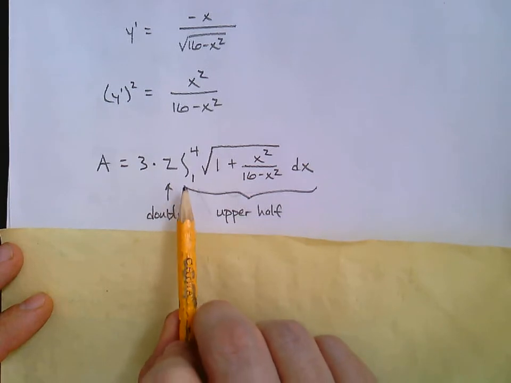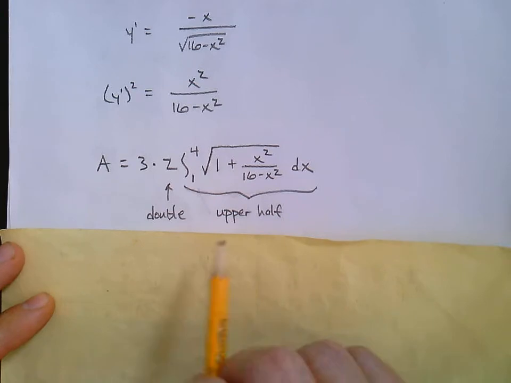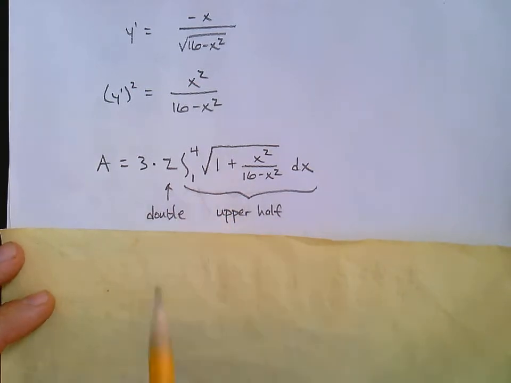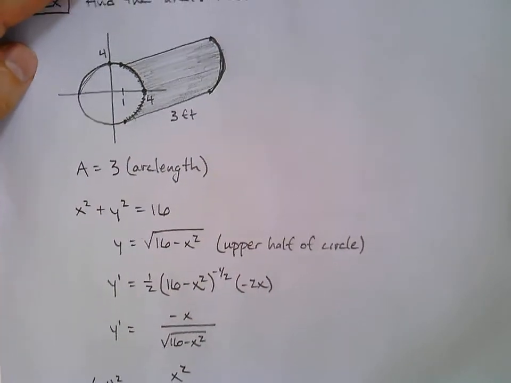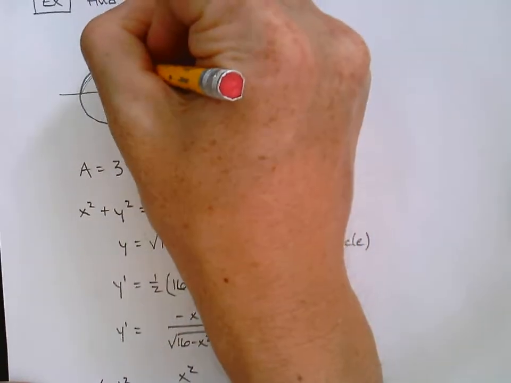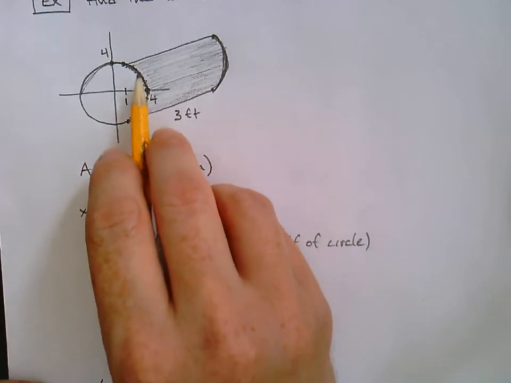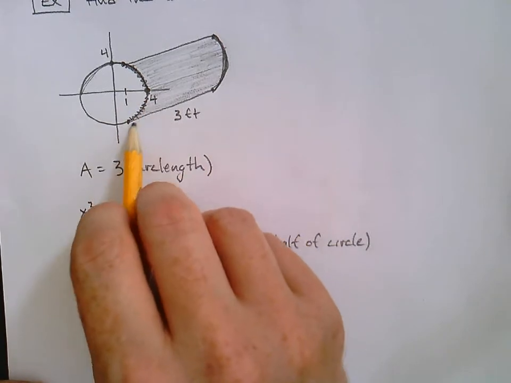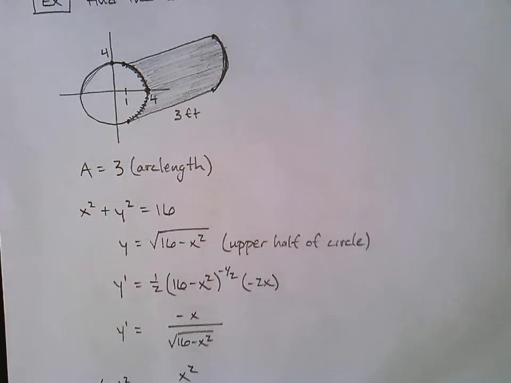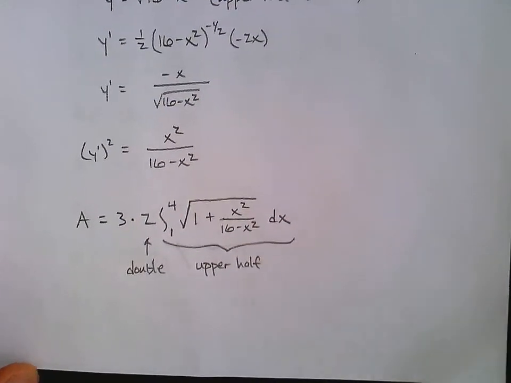Now you can see my notes. So this integral only describes the upper half of our plate. So then we need to multiply it by 2. So what we're doing, I don't think I can get it all on the screen, but we're finding this right here. And we can see the x values go from 1 to 4 right there. And then we're just going to double that to get the full thing. And then, of course, multiply it all by 3. So here it is again.